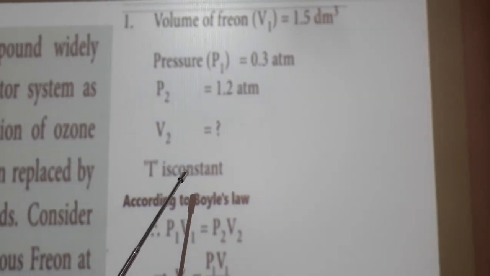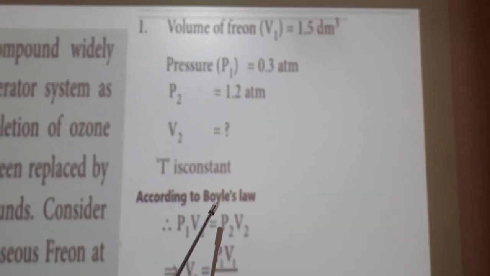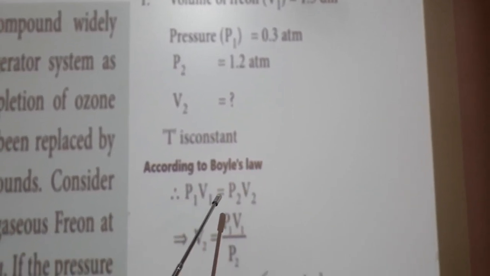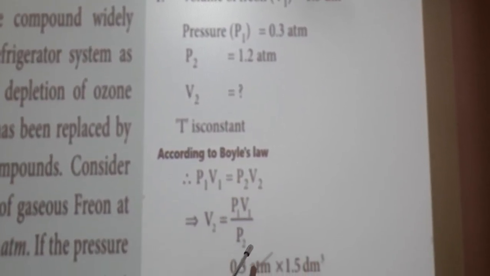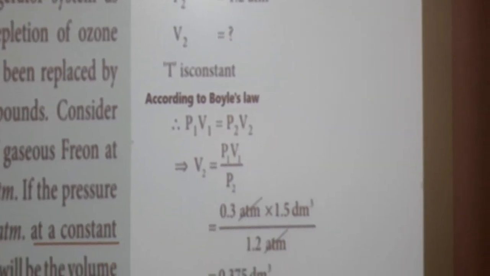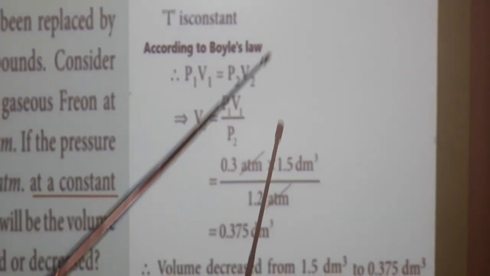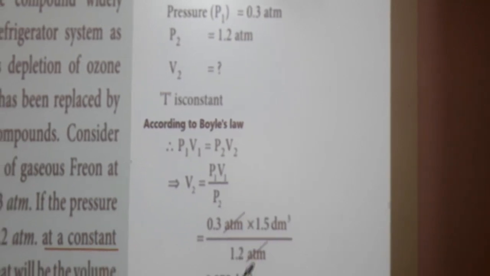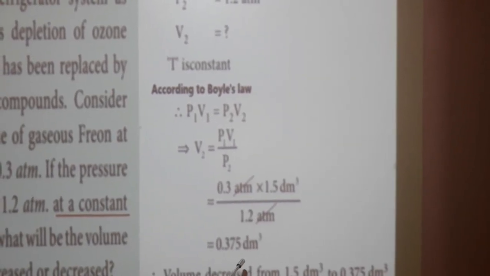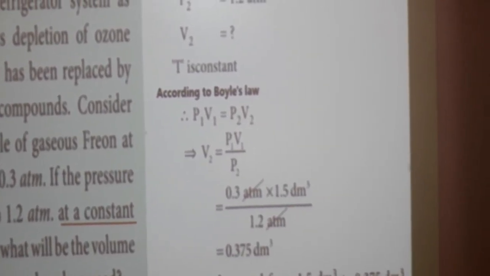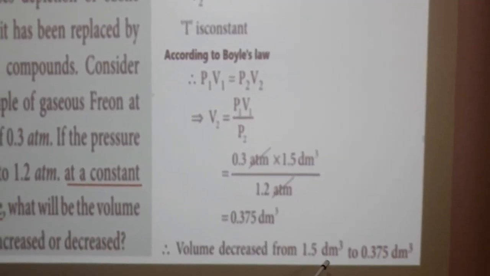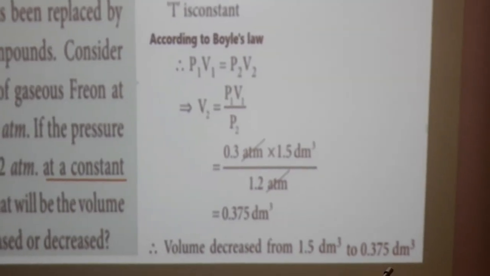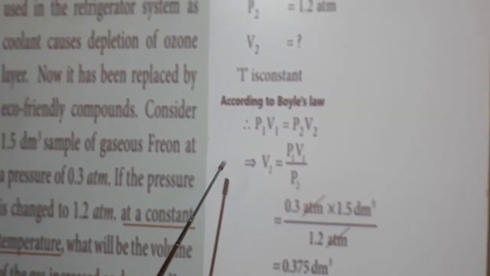So temperature constant means we have to apply the Boyle law. Boyle law equation: P1 V1 is equal to P2 V2. We don't know the V2 value, so applying the other values, we get the V2 value. Here the value is already given to us, 1.5 decimeter cube. Now we get 0.375 decimeter cube. The volume is decreased now. So the volume of freon is decreased from 1.5 decimeter cube to 0.375 decimeter cube.